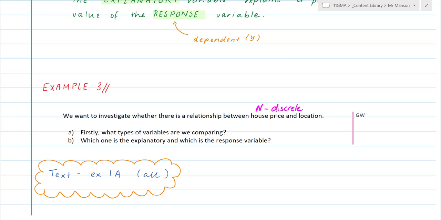And location is a categorical, and it's going to be nominal because that's probably not going to be ordered. But again, maybe it's going to be ordered, or maybe we talk about locations in terms of size of cities, or maybe in terms of temperature, and we're looking at whether the temperature affects the house price or something like that. Probably not. Secondly, which one is the explanatory variable? Which one is the response variable?